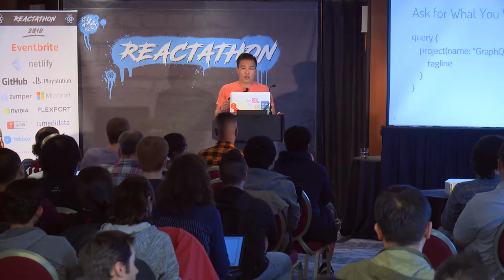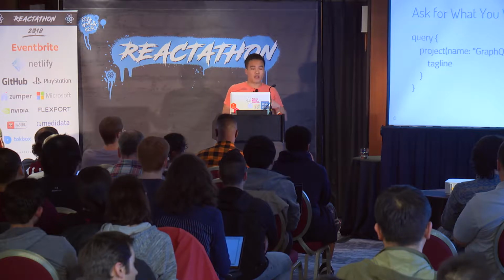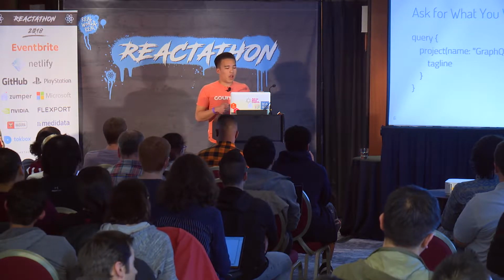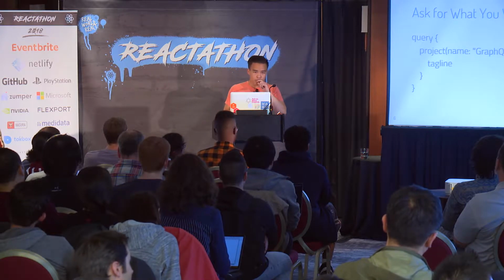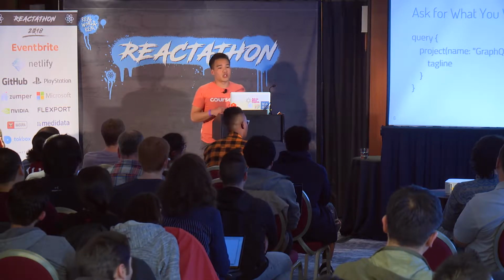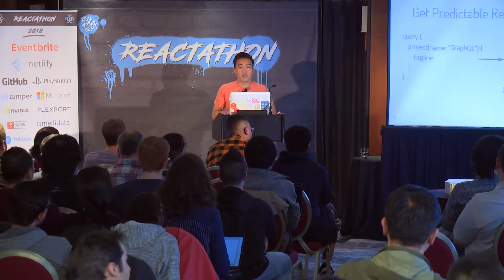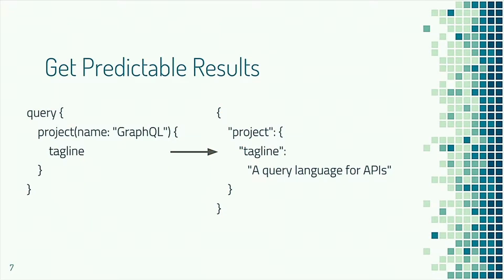You ask for what you want. This is what your product would ask for. It says, I'm going to make a query. I want the project with a name GraphQL, and I want the field name tagline on it. Now, you may say, oh, this looks really close to JSON, and that's actually really important. The return value from this is actually JSON, and it's going to look exactly like the query that you sent. And this is generally just like a really great API, and you know exactly what you're going to get back because that's what you asked for.